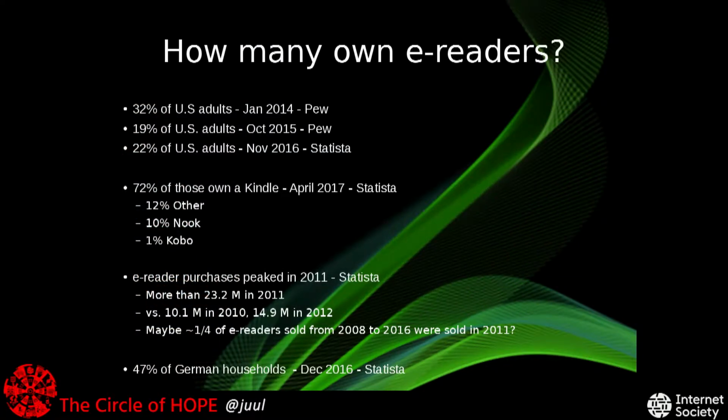And then maybe about 72% of them actually own a Kindle. So that's quite a lot of people who own a Kindle. And then it seems like in 2011, the sale of these things peaked. After that, it's kind of been taken over a bit by sales of other devices like smartphones and tablets. So if we want to figure out which device is the most commonly owned, maybe we should look at what was sold in 2011. And I found this number for Germany, it seems like a lot more Germans have ebook readers than Americans.